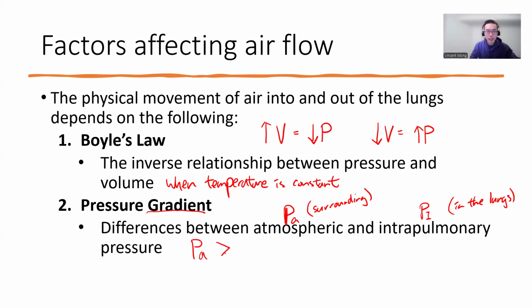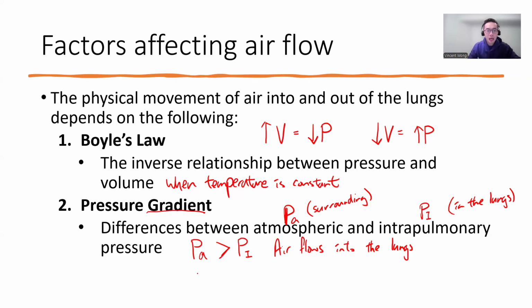If atmospheric pressure is greater than intrapulmonary pressure, then which way does the air flow? Into the lungs or out of the lungs? If the pressure outside is greater than the pressure inside the lungs, which way is air going to flow? Into the lungs. That's right, because it goes from high pressure to low pressure. So air flows into the lungs, and this is for inhalation, basically.